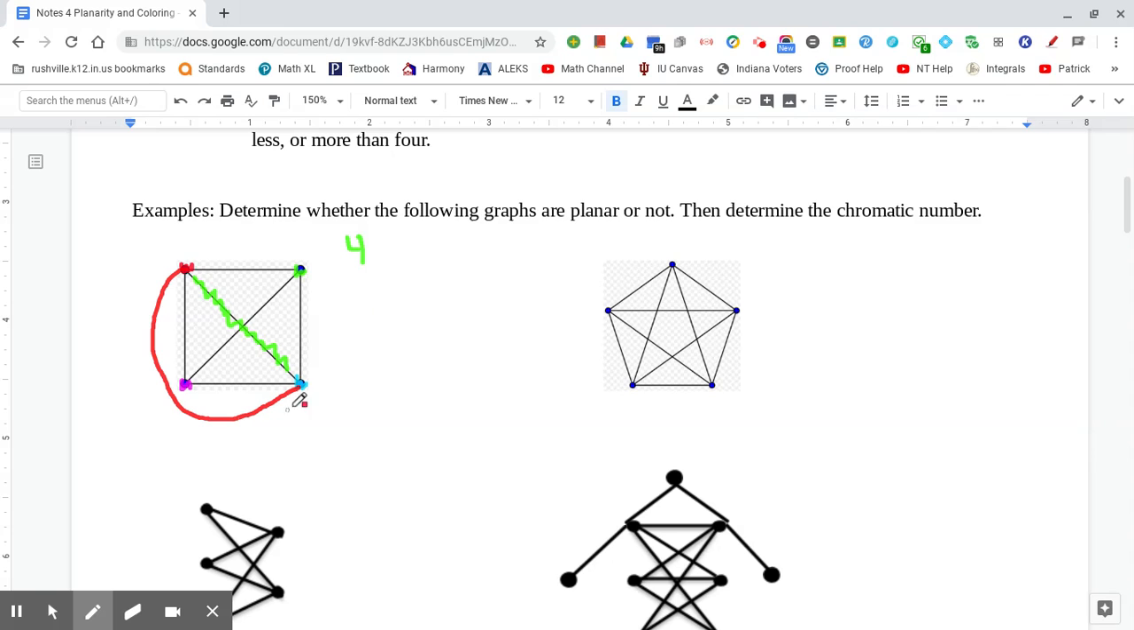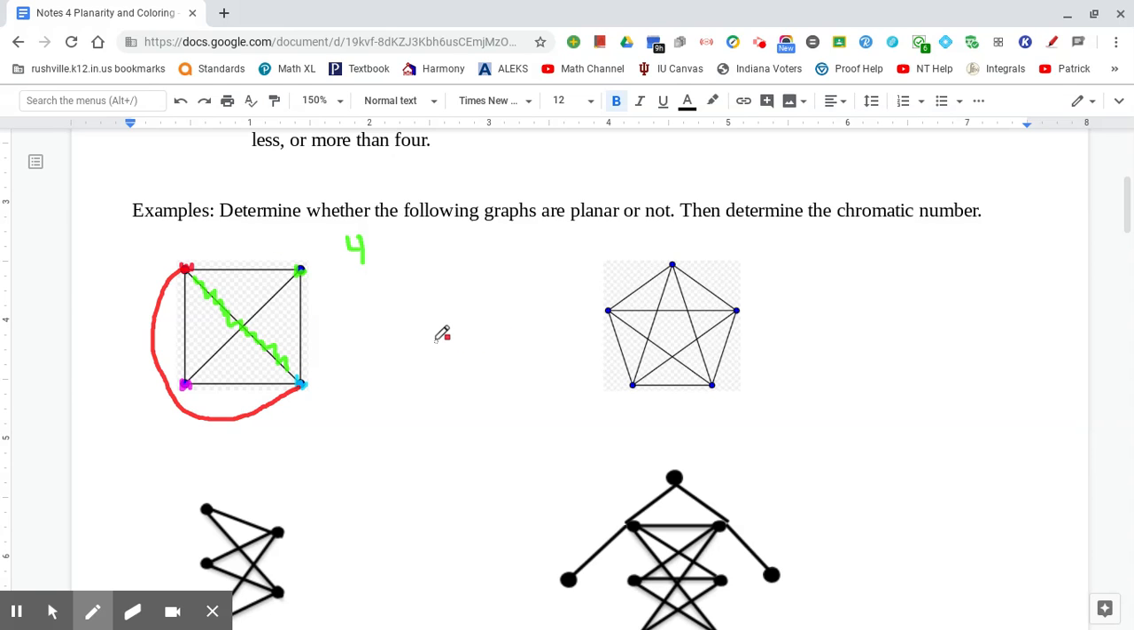Another thing to note about this graph, quick review from last time, it had 4 vertices. It is a complete graph, because if I look at the degrees of each vertex, it was degree 3, degree 3. This vertex was adjacent to the other 3 vertices. This vertex was adjacent to the other 3, and so on.